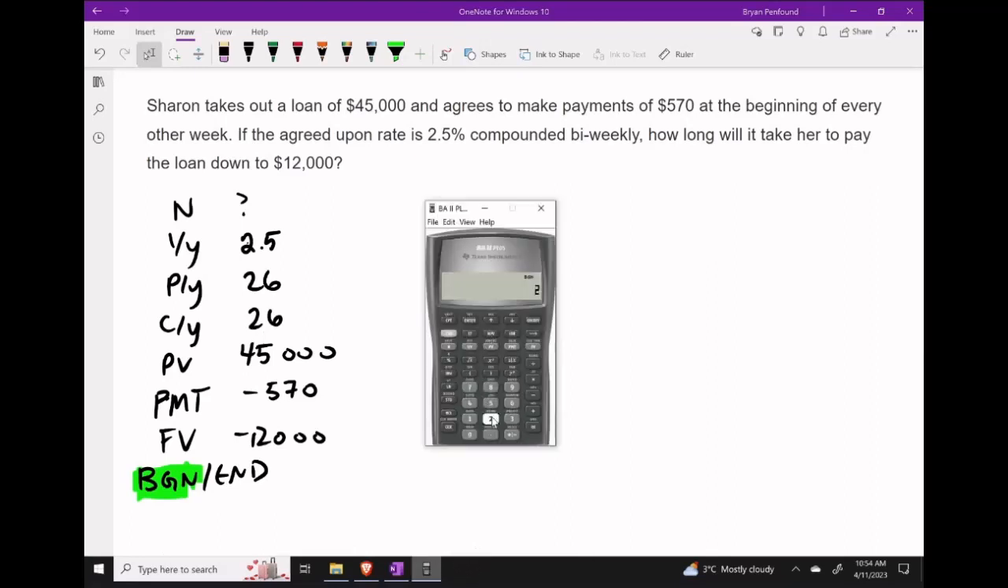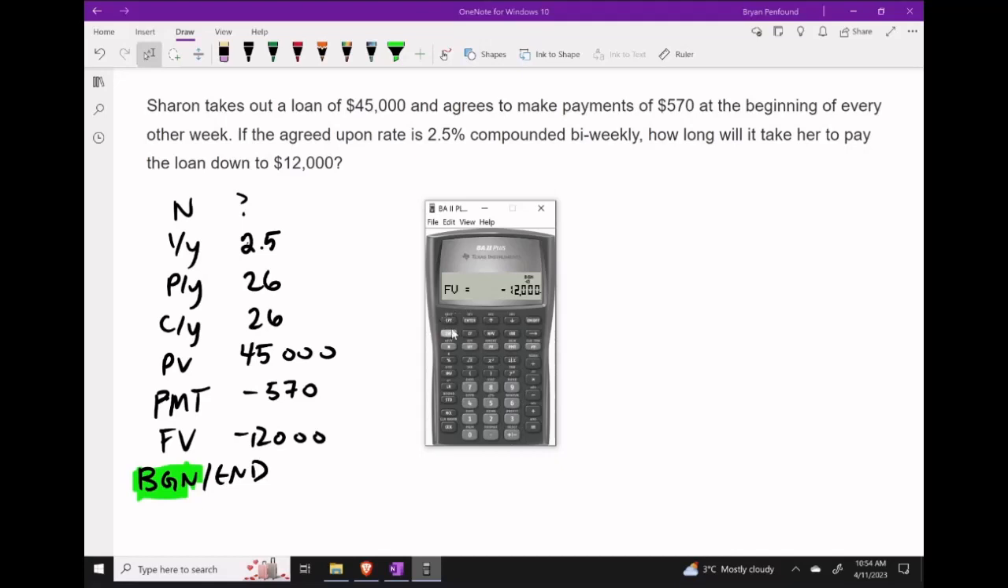So let's begin at our interest rate of 2.5%, and then let's go into the submenu, make sure that our PY and CY are programmed in both as 26. We can then input our PV of 45,000, our payment size of negative 570, and then finally the future owing amount of $12,000.